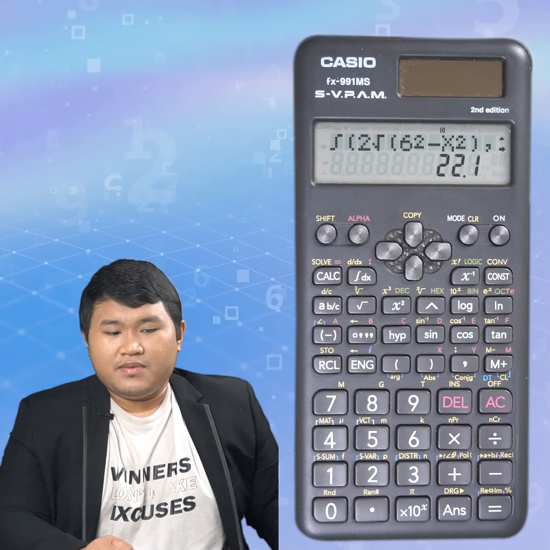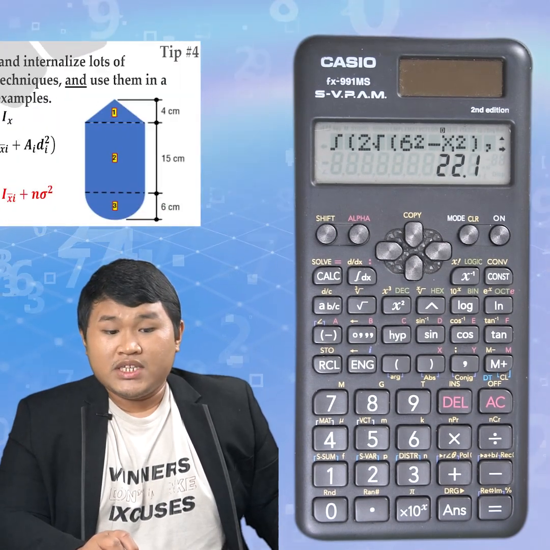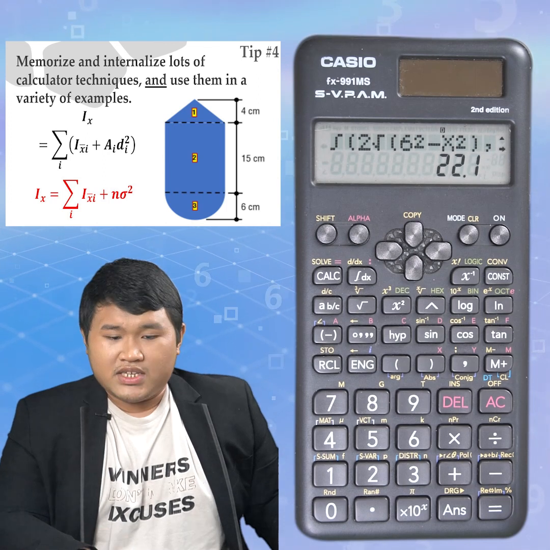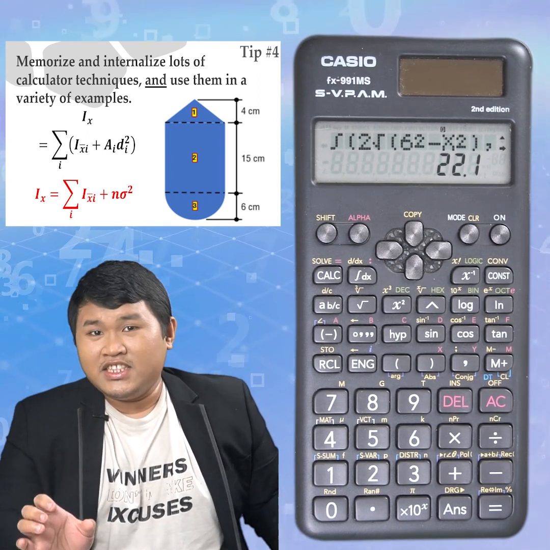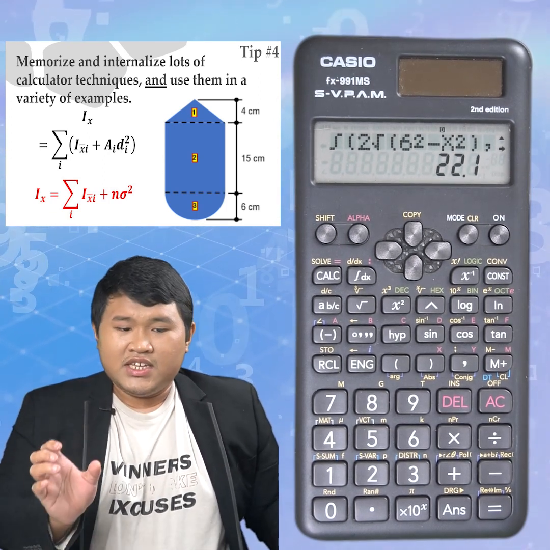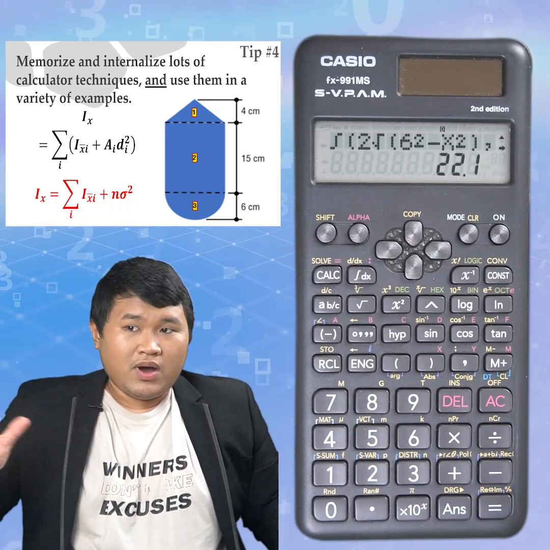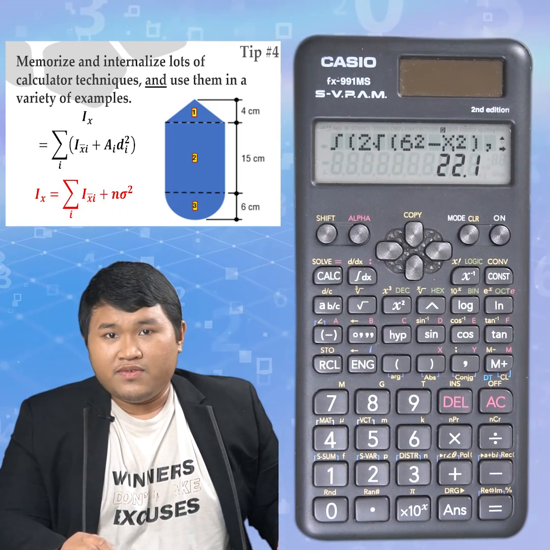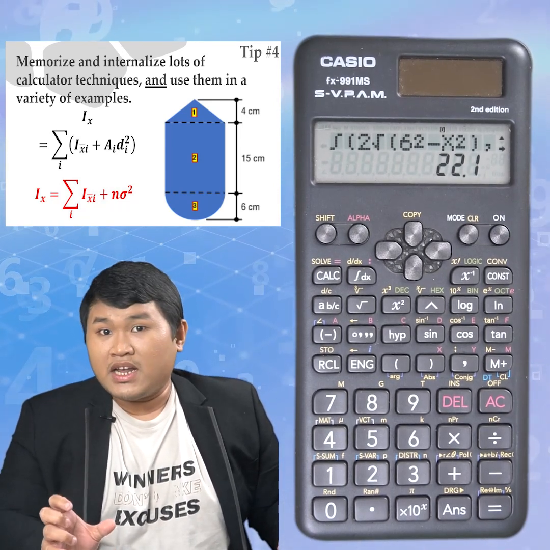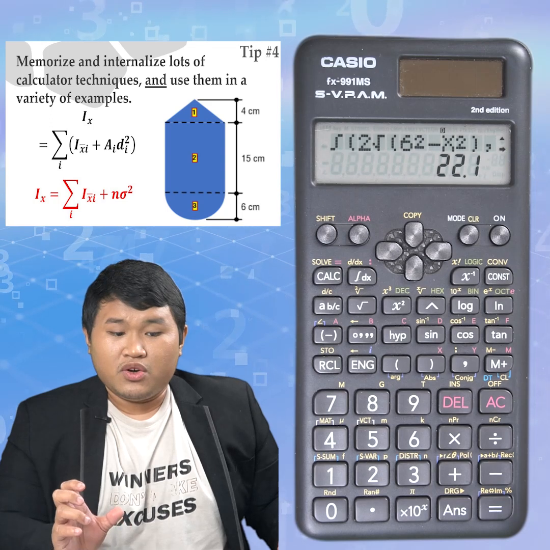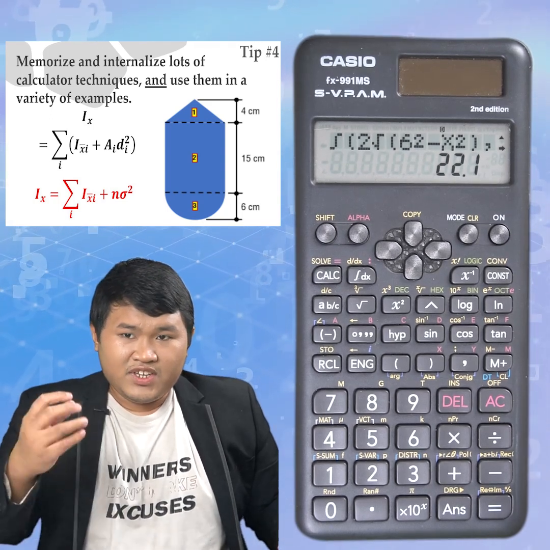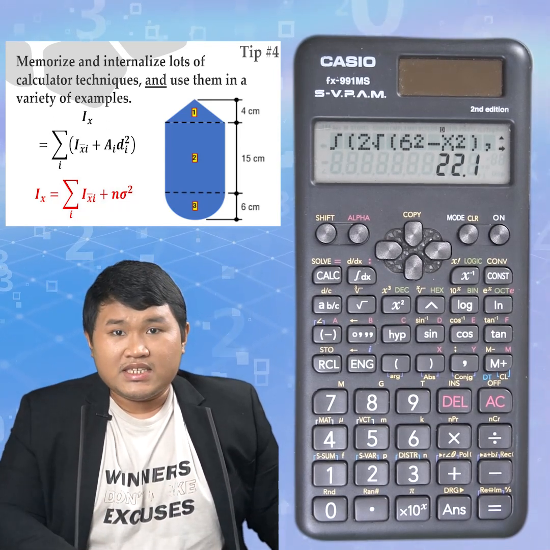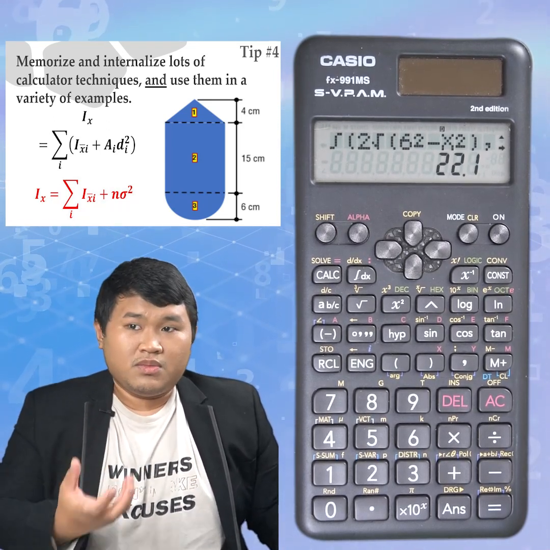Lastly, our last tip, I think the most important, is to memorize and internalize lots of calculator techniques and use them in a variety of examples. Again, I highlighted "and" because you cannot internalize and memorize them until you apply them in several examples. For example, in the calculation of the moment of inertia using the parallel axis theorem, that's the summation of centroidal moments of inertia of each shape of the given component, plus A d squared. That's how we calculate it manually.